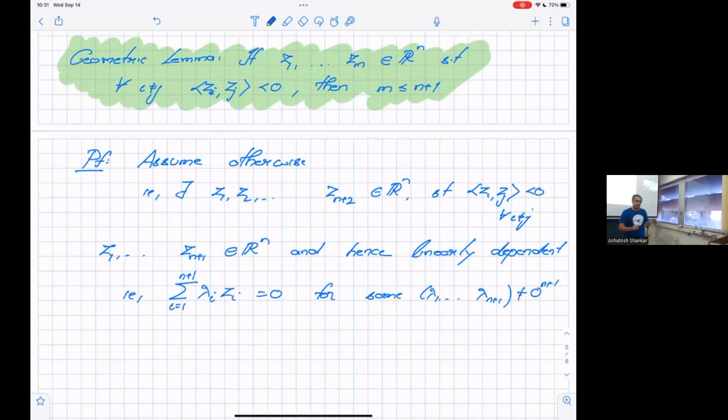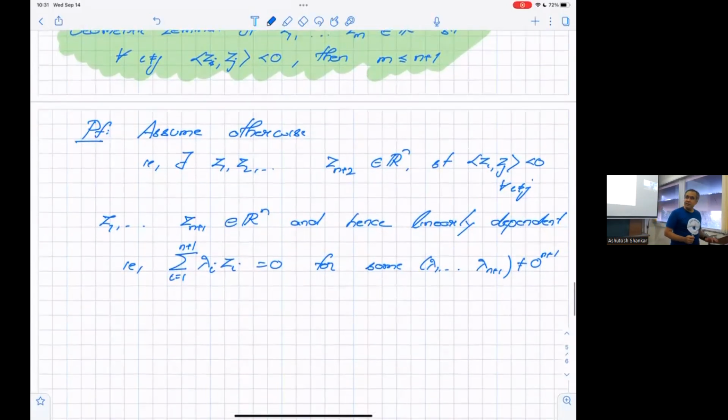Let's partition this. Without loss of generality, assume the first L of them are positive, the next all the way up to T are negative, and then the rest are all zeros. That's without loss of generality. Of course, this L and T could themselves be zero.